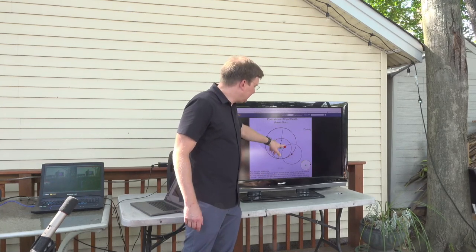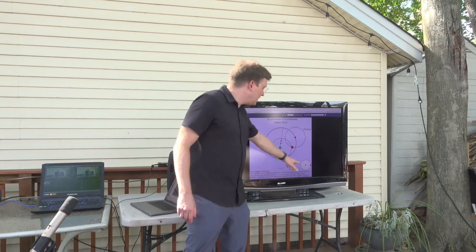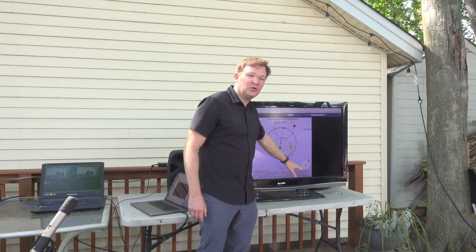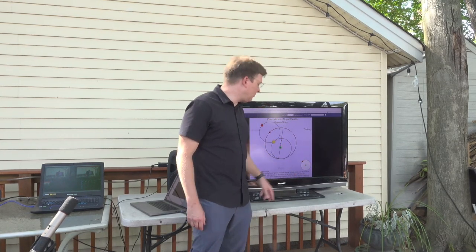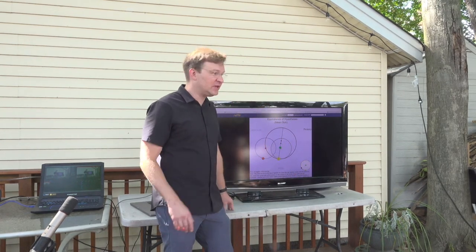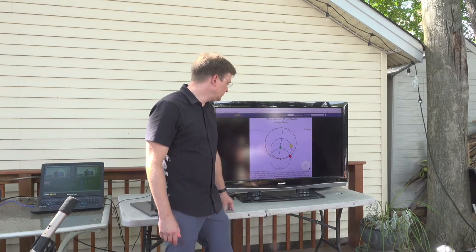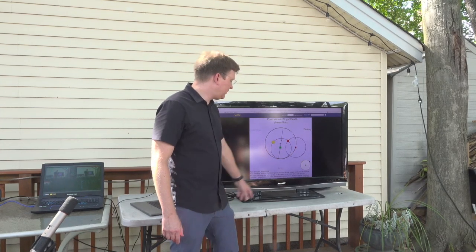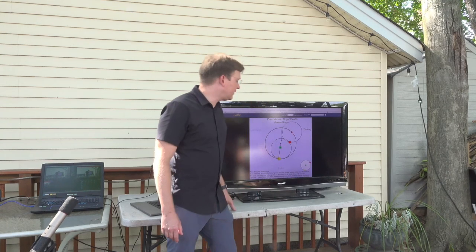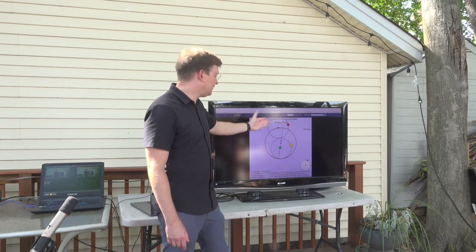So sometimes as it's sort of passing, what we can do here in the lower right is we can watch the view from the Earth. So this is what Mars and the Sun look like when they're in the sky. And sometimes Mars goes backwards a little bit, yeah. But that's how you explain it.